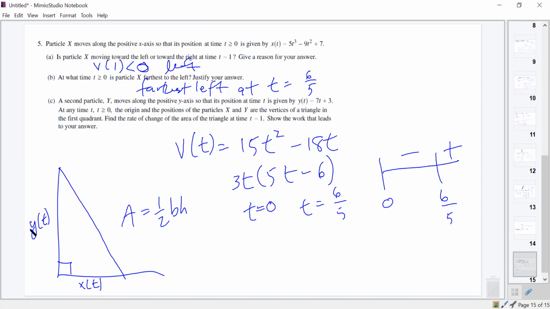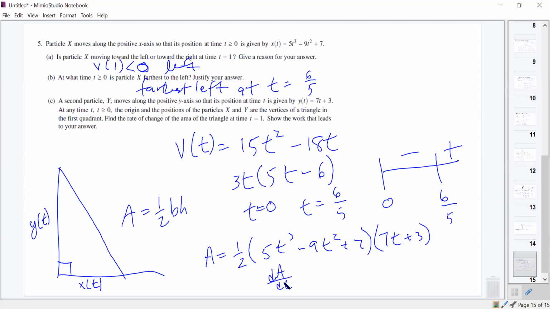So the area ought to be 1/2 of 5t cubed minus 9t squared plus 7, times the height, which was 7t plus 3. And we want to know the rate of change of that area at t equals 1. So we'll just take the derivative. You can distribute it all out if you want, or you can just use the product rule. It doesn't really matter. I guess I'll just use the product rule since that's what I've got here.